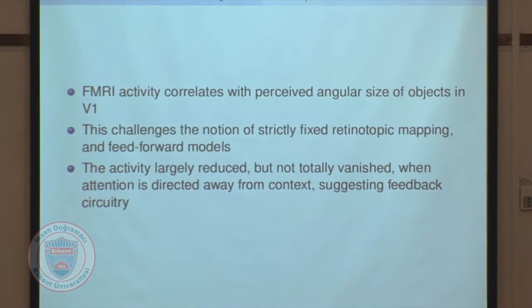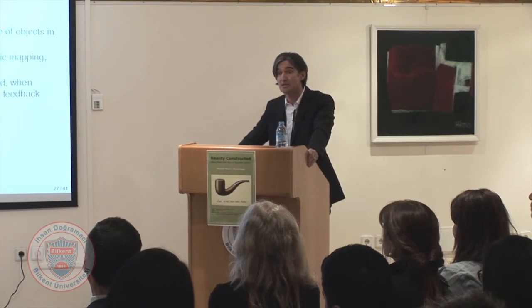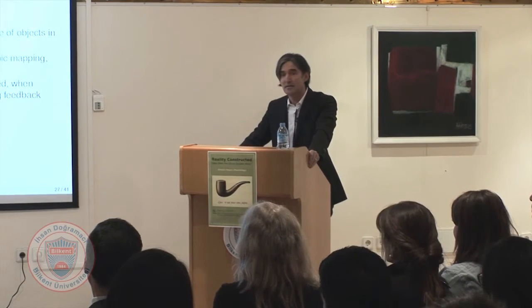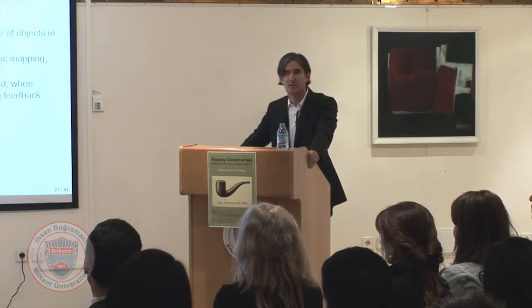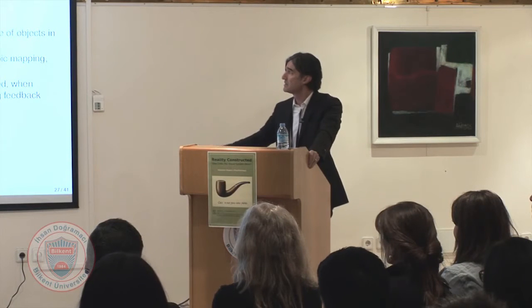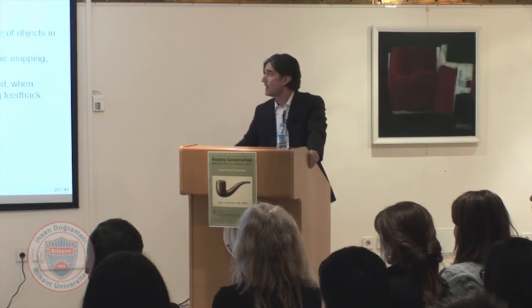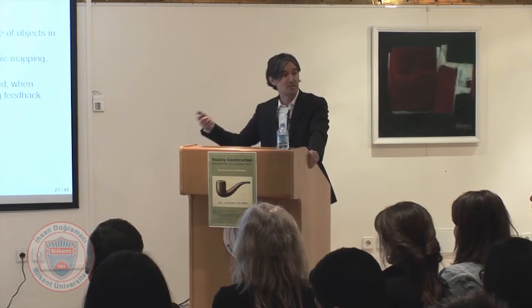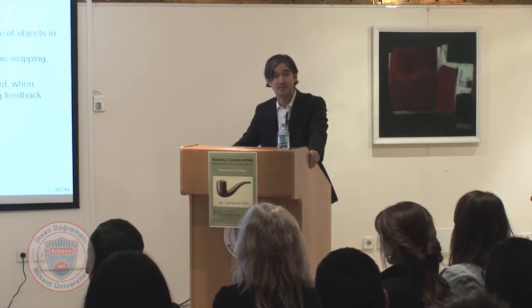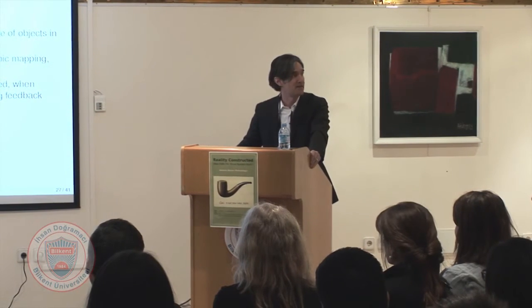And that showed that the activity in primary visual cortex correlates with the perceived size of objects, not the retinal size. And this came as a big challenge to classical models of vision, because classical models of vision think that there's a strict fixed retinotopic mapping between the retina and the visual cortex. And probably for the first time, this experiment showed that that's not always the case. So that can be violated. And by the way, I didn't show you, but attention had an effect on the results too.